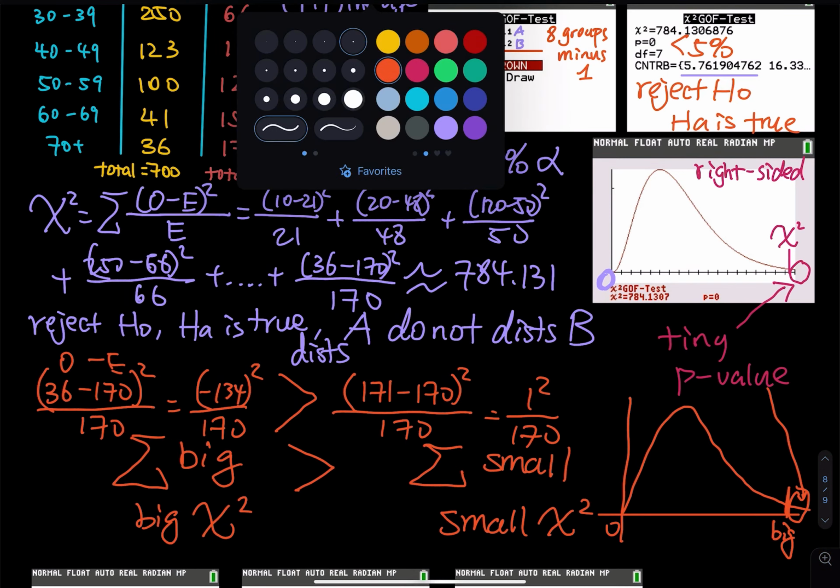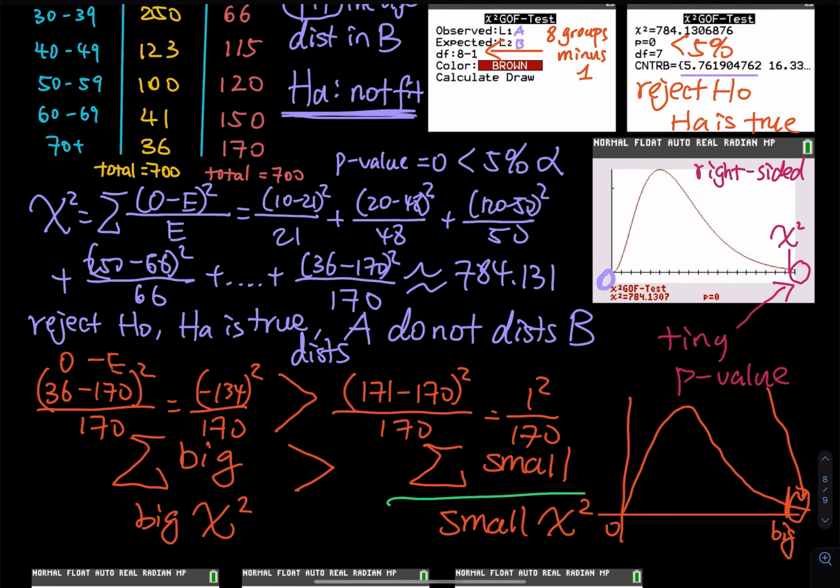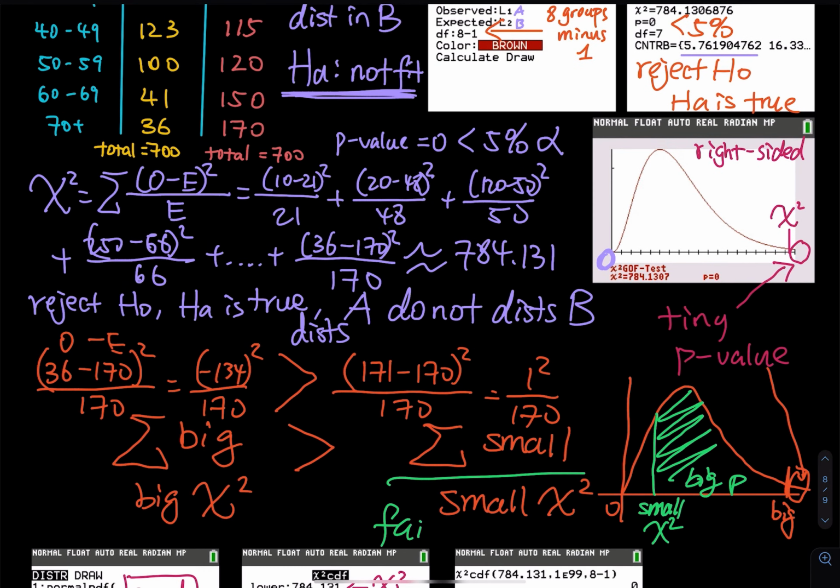In comparison, for small chi-square, you have a small chi-square right over here. So this is a small chi-square. And then since this is a right-sided test, you have a big p-value. Okay, so big p-value, that means most likely that is a fail to reject. So this one is a fail to reject. And then this one is a reject, right?